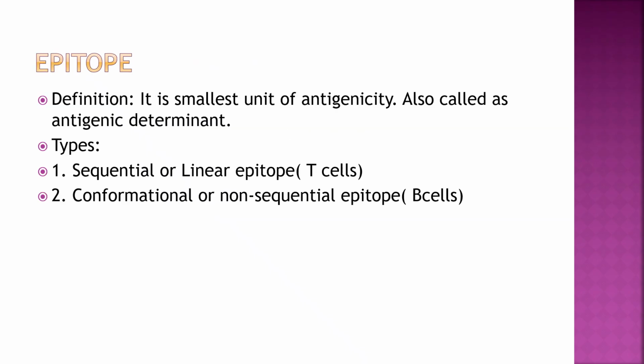Then we will see epitope. So what is epitope? It is the smallest unit of antigenicity. It is also called as antigenic determinant. And there are two types of antigenic determinants. One is sequential or linear, and it is mostly seen in T cells. And second is conformational or non-sequential epitope, so it is mainly associated with the B cells.